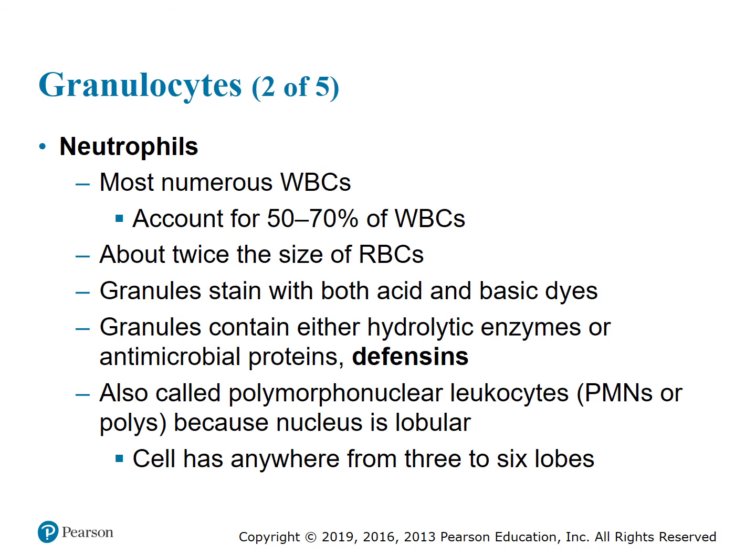Neutrophils are the most numerous white blood cells. They account for 50 to 70% of white blood cells. They're about twice the size of a red blood cell. Granules stain with both acid and basic dyes. Granules contain either hydrolytic enzymes or antimicrobial proteins called defensins that are particularly useful against bacteria. These are also called polymorphonuclear leukocytes, PMNs or polys, because the nucleus is lobular, and the cell has anywhere from 3 to 6 lobes.